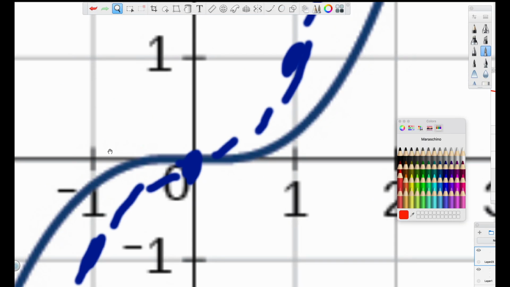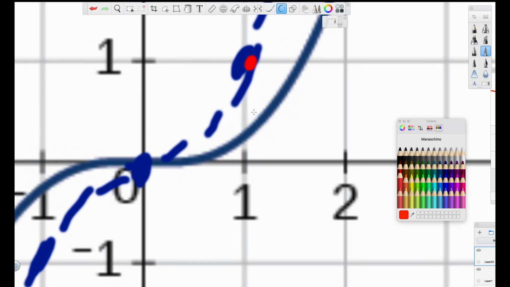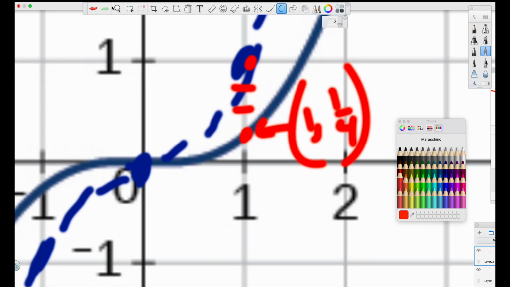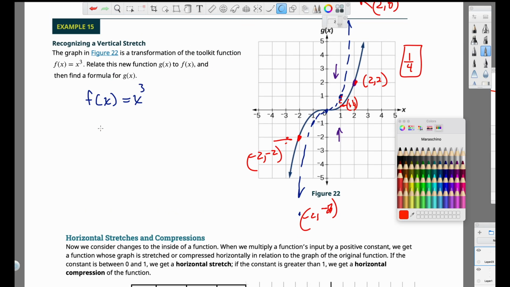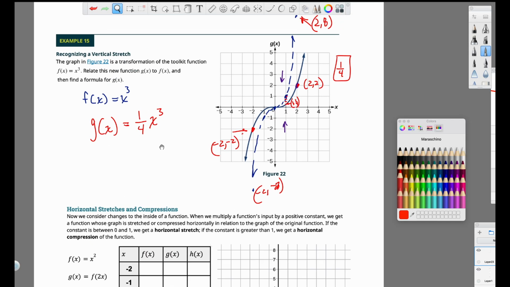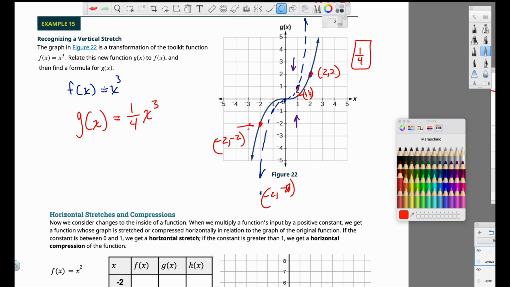If we look at this right here, I zoom in, so this is at 1, 1. This right here looks like a quarter, right? If we were to divide this up into quarters, this looks like 1 and 1/4. So it looks to me that our constant for this problem, and we're calling this g of x, so g of x is going to be 1/4 x cubed. All right, there is our new function and our new formula for g of x.